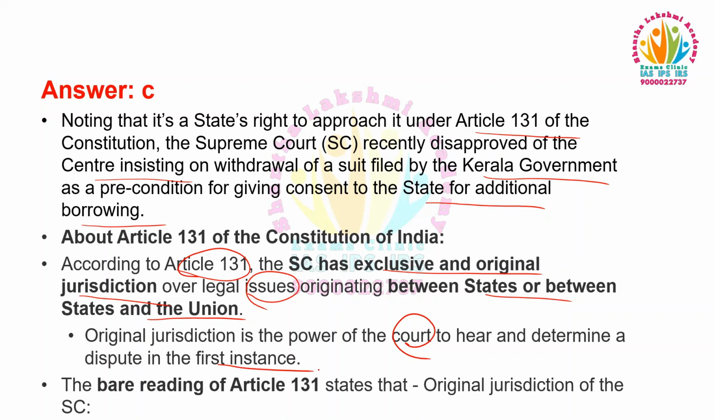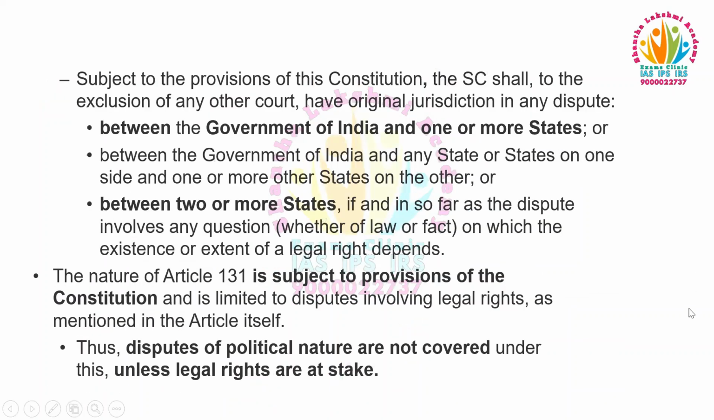The bare wording of Article 131 states that, subject to the provisions of this Constitution, the SC shall, to the exclusion of any other court, have original jurisdiction in any dispute between the Government of India and one or more states, or between the Government of India and any state or states on one side and one or more other states on the other, or between two or more states, if and insofar as the dispute involves any question on which the existence or extent of a legal right depends.